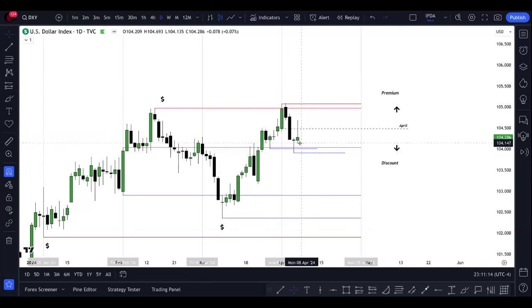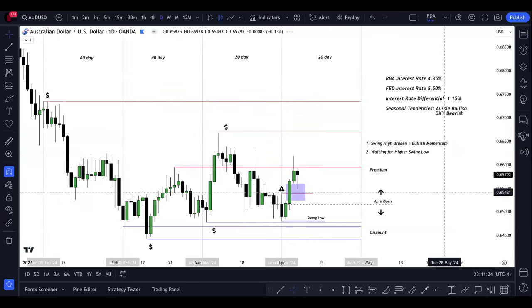So if the DXY is going to go lower, remember what I'm telling you right now. If the DXY is going to go lower, sell after up candles. If EU or AU or GU or NU is going to go higher, you need to buy after down candles. Remember those words.